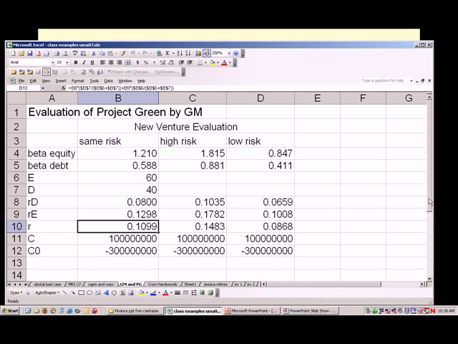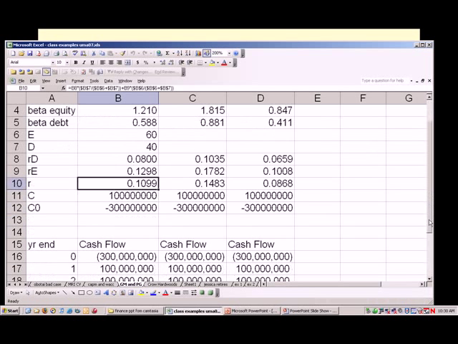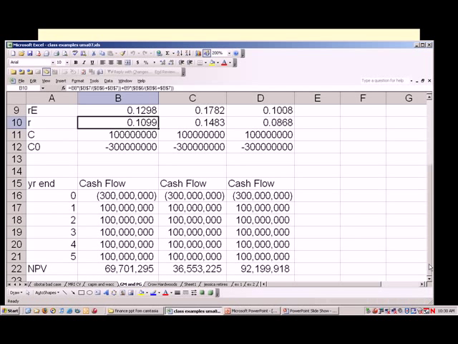Now let's look at the cash flow analysis. I'm going to scoot down here. We have a 5-year period over which we're evaluating this new investment. In year 0, we have an initial investment of $300 million, and the project spins off or generates $100 million in positive cash flow for each of 5 years. So let's see how we got a $69 million net present value.